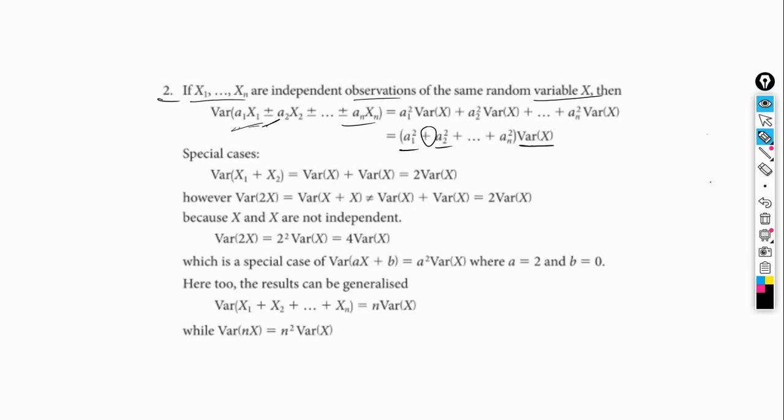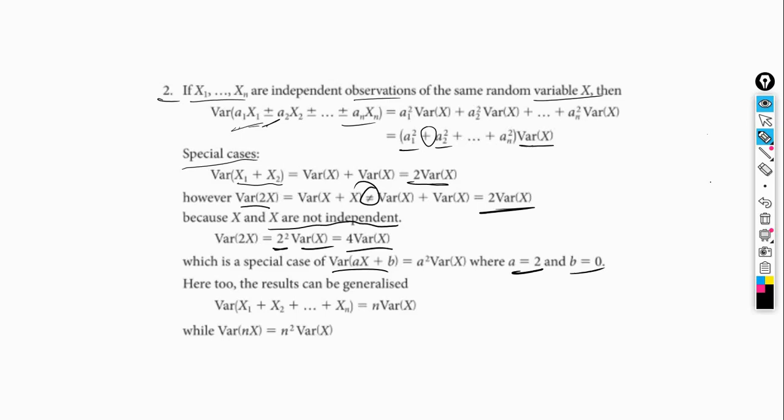The other special case, now this is interesting because we're going to apply this in the next example, is the variance of x1 plus x2, which is going to be 2 times the variance of x. Now, if x and x are not independent, like here, the variance of 2 times x, then this wouldn't apply. This would be false. It wouldn't be equal to this. It would be equal to the square, in this case 2 squared, times the variance of x. This is a special case where a is 2 and b is 0, the linear case that we saw before.